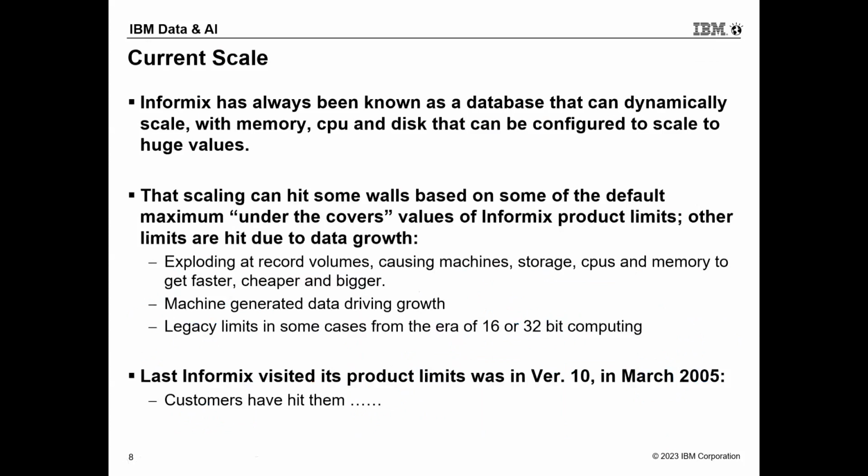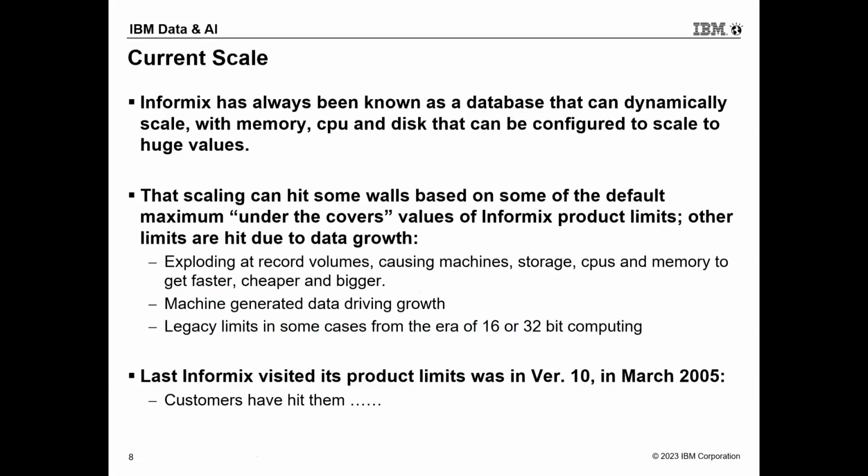So for many, many years, Informix has been known as the database that can dynamically scale with memory, CPU, and disk configured to scale to huge values. That scaling can hit some walls, however, on some of our internal default maximum values representing Informix product limits. Other limits can be hit due to data growth exploding at record volumes, causing machines, storage, CPUs, and memory to get faster, cheaper and bigger. Machine-generated data has been driving this data growth.